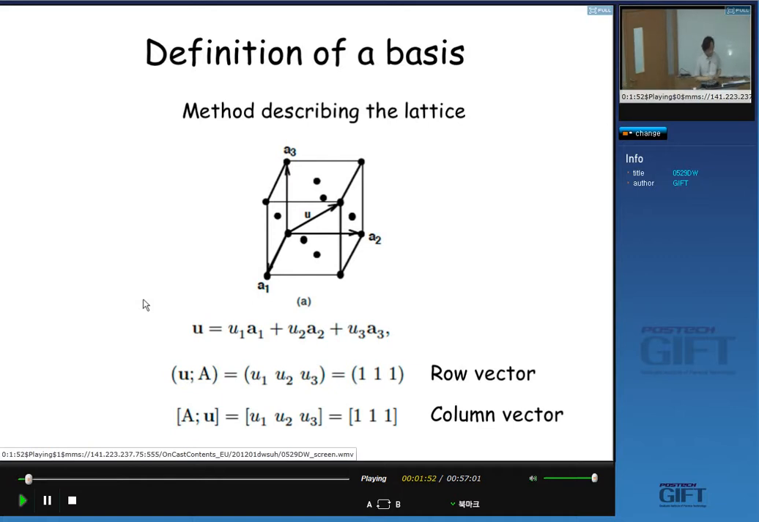As you know, the crystal structure can be defined as a periodic array of atoms. And that kind of periodic array can be represented by a unit cell, which is the small unit which repeatedly appears in the crystal structures. So the problem will be how can we define the unit cell. The most convenient way is to introduce the basis vector. Basis vector is the vector constructing the unit cell in three dimensions.